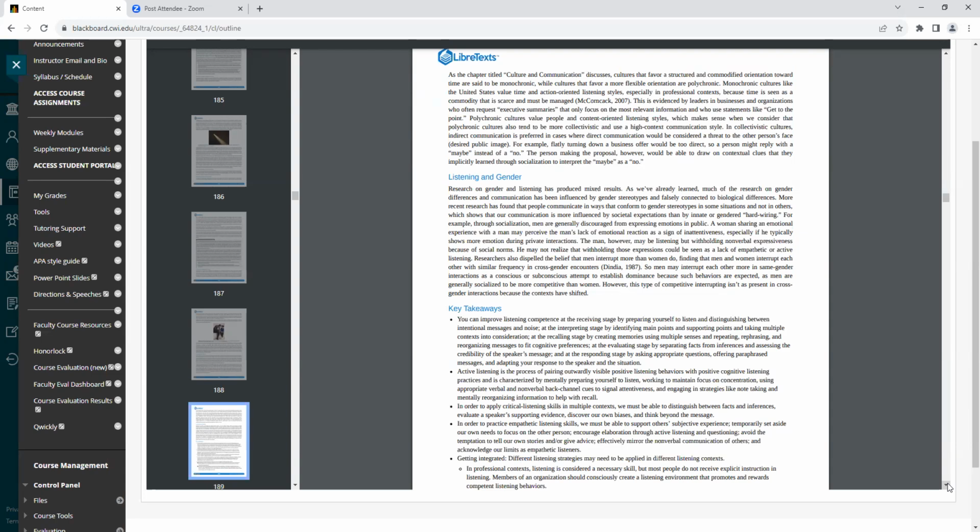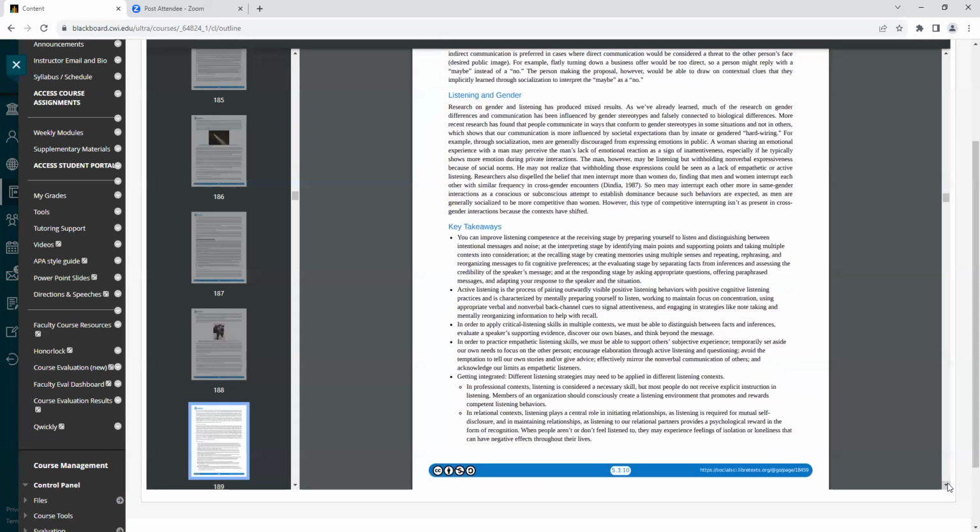Polychronic cultures value people and content oriented listening styles, which makes sense when we consider that polychronic cultures also tend to be more collectivist and use a high context communication style. In collectivist cultures, indirect communication is preferred in cases where direct communication would be considered a threat to the other person's face. For example, flatly turning down a business offer would be too direct, so a person might reply with a maybe instead of a no. The person making the proposal, however, would be able to draw on contextual clues that they implicitly learn through socialization to interpret the maybe as a no.